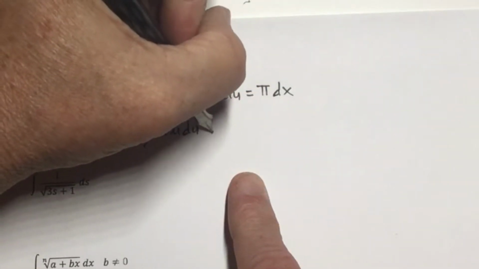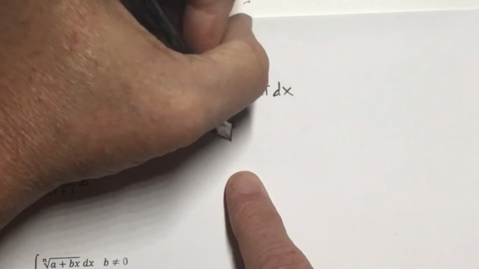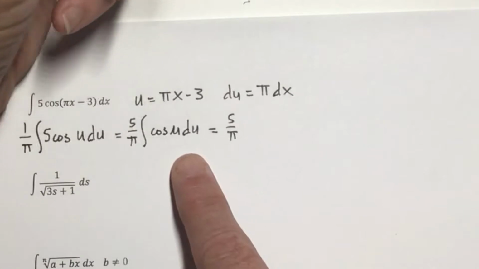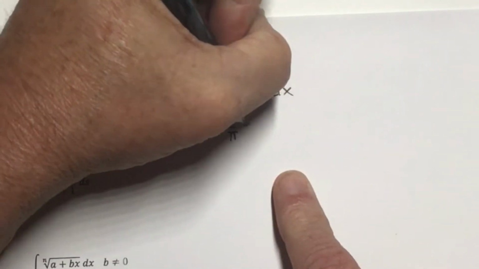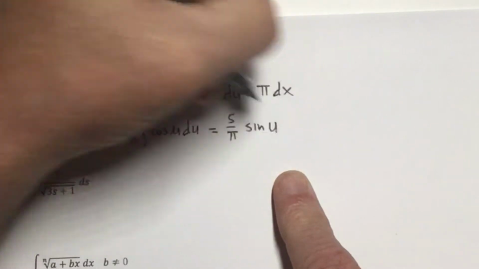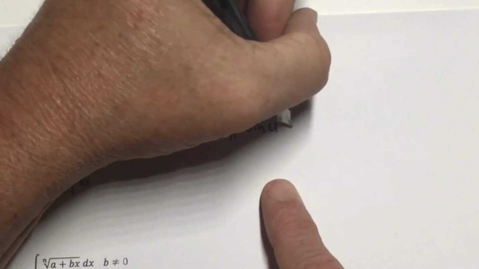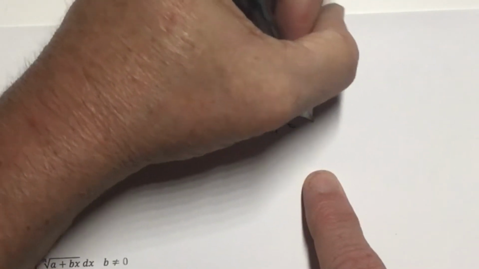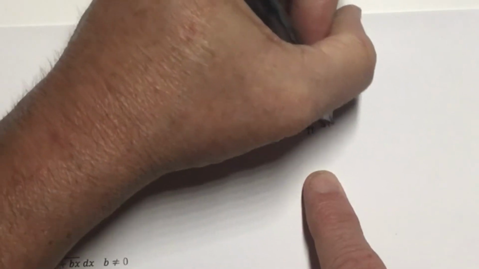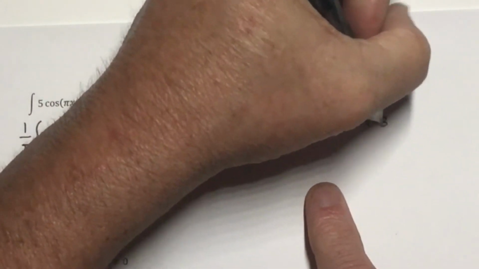Alrighty. Well, you know how to take the integral of that. This is going to be 5 over pi. The integral of cosine is sine. So this is going to be sine of U. So 5 over pi sine U. I'm now going to substitute my U back in. So this becomes 5 over pi sine of pi x minus 3.